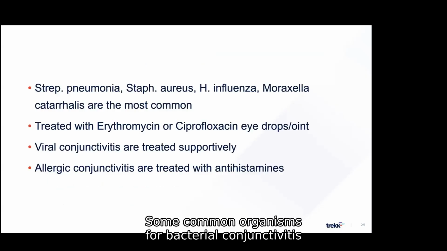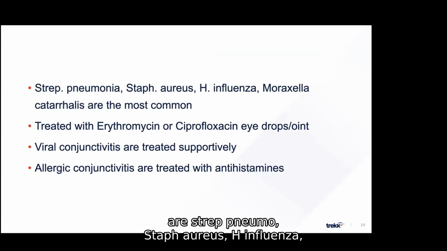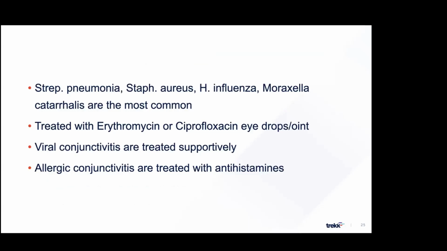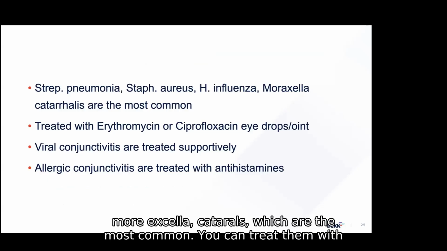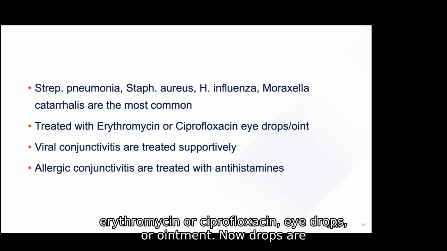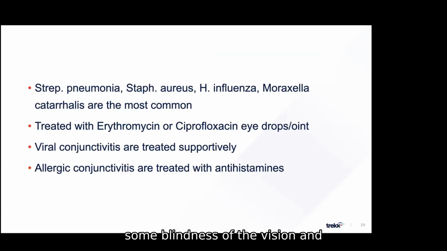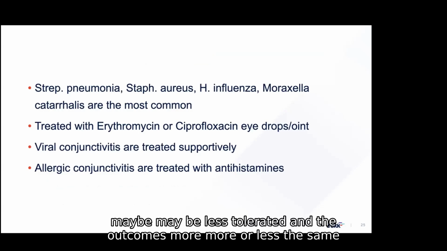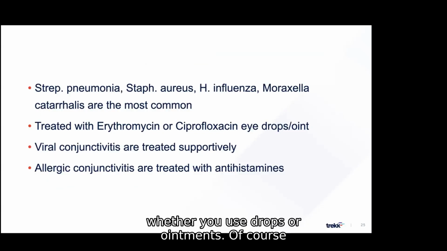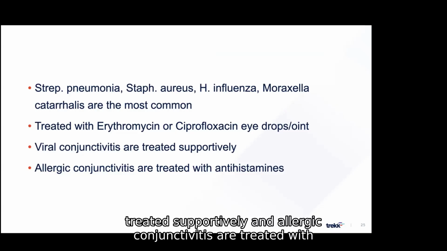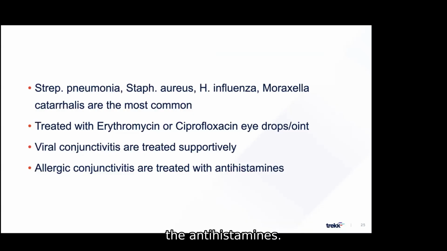Some common organisms for bacterial conjunctivitis are strep pneumo, Staph aureus, H. influenzae, and Moraxella catarrhalis, which are the most common. You can treat them with erythromycin or ciprofloxacin eye drops or ointment. Now, drops are slightly better because ointments will cause some blurriness of the vision and might be less tolerated. And the outcome is more or less the same whether you use drops or ointment. Of course, viral conjunctivitis is treated supportively, and allergic conjunctivitis is treated with antihistamines.